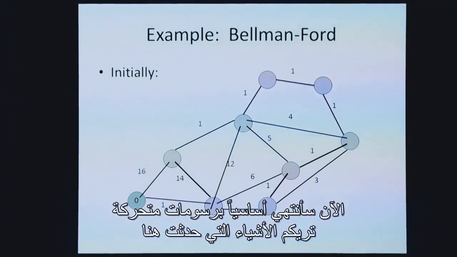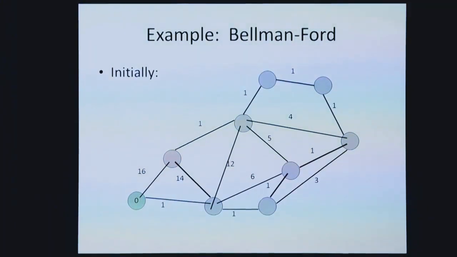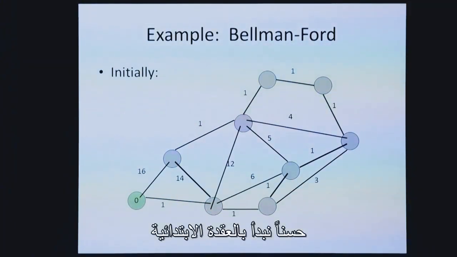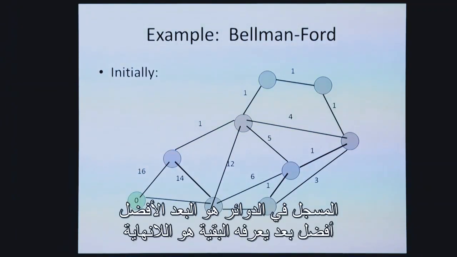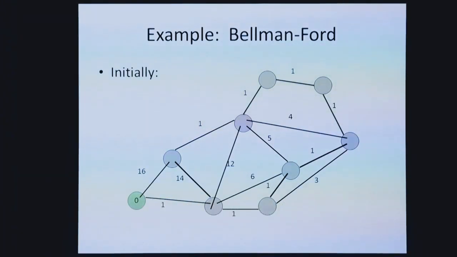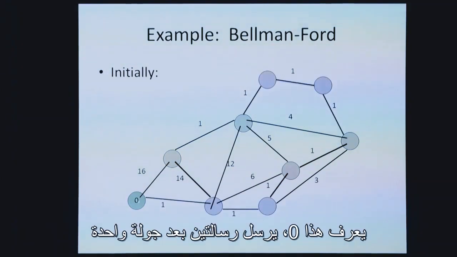All right, so now I'm just going to end basically with an animation that'll show you the kinds of things that happen here. You start out with the initial node, and what's recorded in the circle is the best distance it knows. The rest of these, the best distance they know is infinity. So I didn't write that. So this guy knows 0.